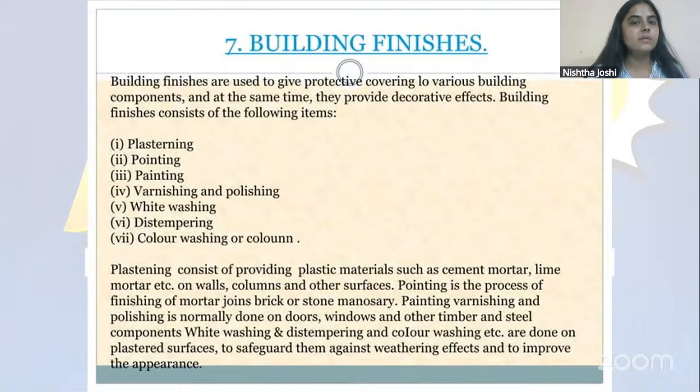And lastly, we come to building finishes. As I was telling you, there are different kinds of building finishes that can be used on different building components to make the surface look more presentable, more smooth and accessible and usable for human beings. So there can be different kinds of finishes, like plastering, especially for walls. There can be pointing.